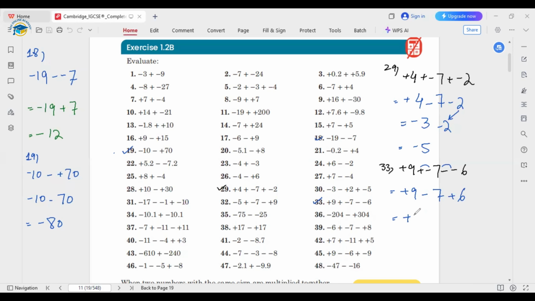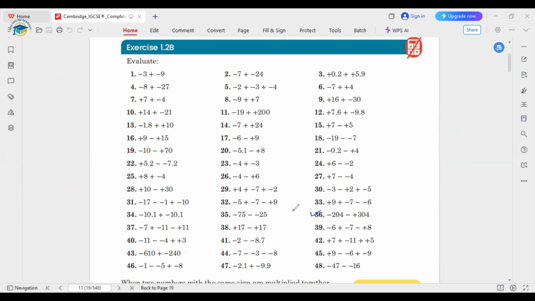From 9, if I'm going to subtract 7, it will be 2. And this +6, we can write along with this similarly. So 6 and 2, adding them both up. So this will be +8, because again, this is like sign. Positive, positive would be positive.